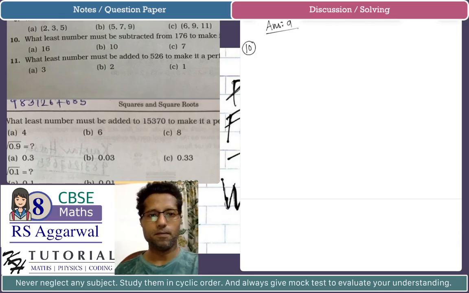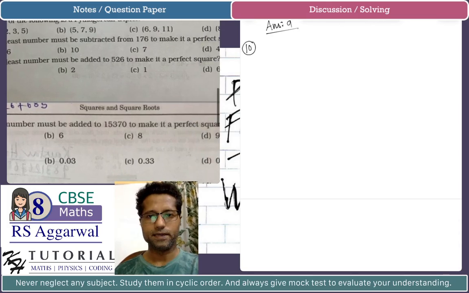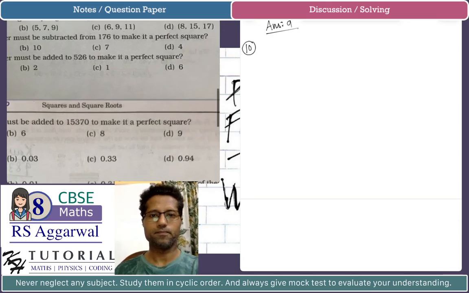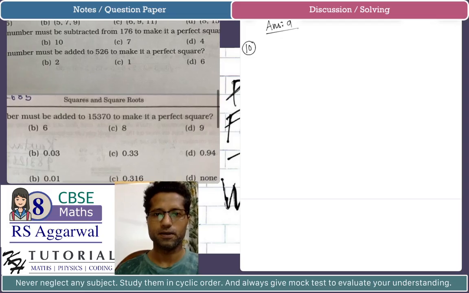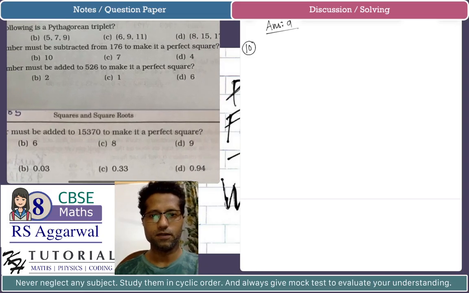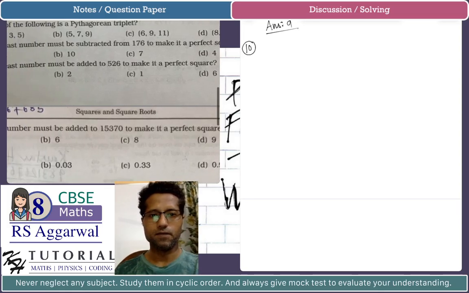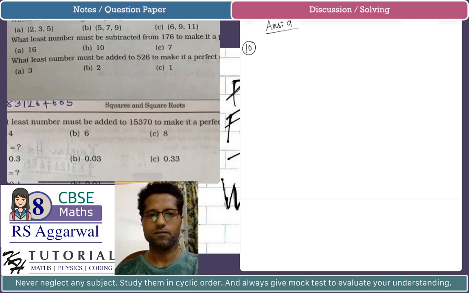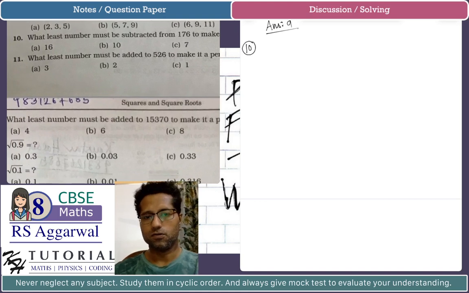What least number must be subtracted from 176 to make it a perfect square? Okay, so we have done this kind of problem in the theoretical videos. The number given is 176. What least number must be subtracted from 176 to make it a perfect square? So by the long division method, we have to find the square root.